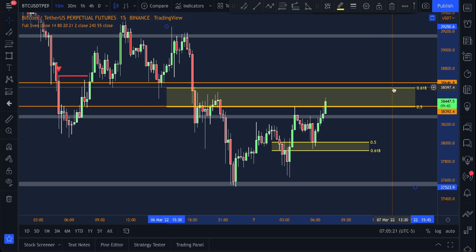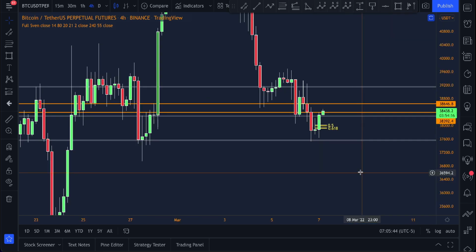618 is going to come in at 38597. So what I like here to go towards our targets is that we printed this morning star now on the 4-hour time frame. This just closed 5 minutes ago, so pretty nice. Okay, and now we're making higher highs. We should continue towards our targets, right?